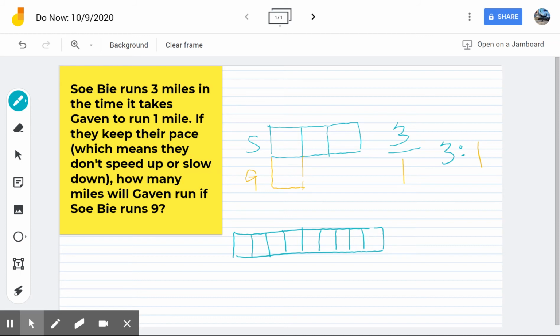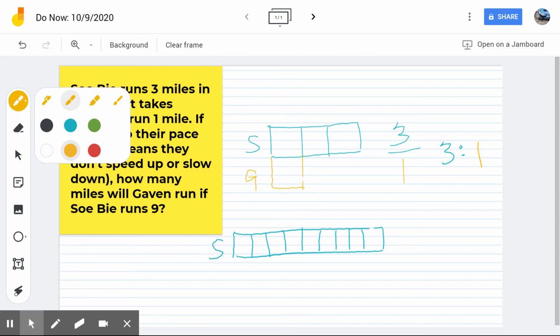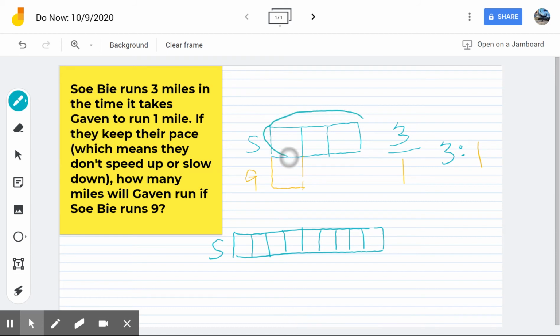So that's Sobai running 9 miles. That means I took this group of 3 and I wrote it once. This is one group of 3. I wrote it twice. That's the second group of 3. And I did it the third time. That's the third group of 3. 3 times 3, of course, makes 9.